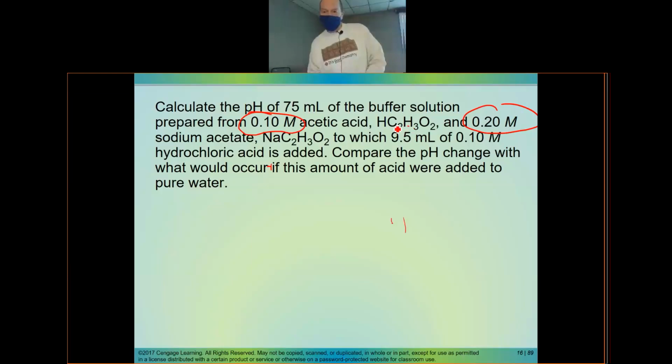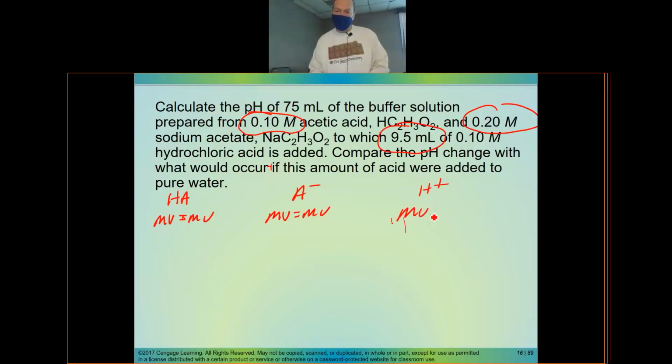All right, so now we have three things, and we're mixing three things together. And so we have our HA, that we're going to do MV equals MV. We're going to have our A minus, which is going to have an MV equals MV. We're going to have an H plus, that's going to be an MV equals MV. So we have mixed these things together. We're going to have a new concentration. And since we have added a strong acid, HCl, then you have no choice. You have three choices: you got your Ka, you got your Kb, and you got your Kw.